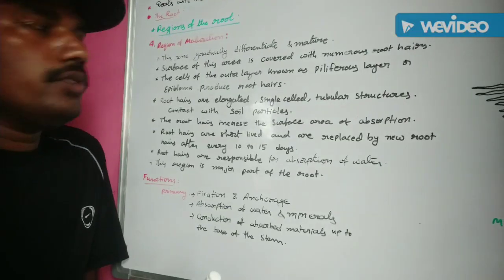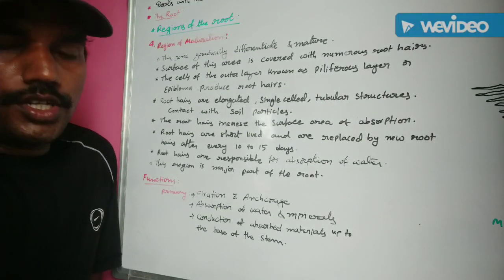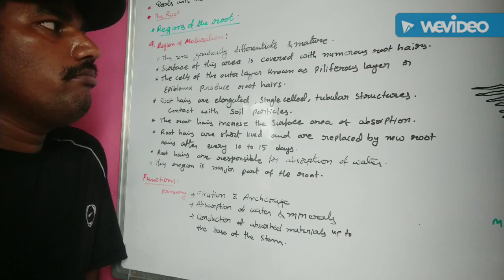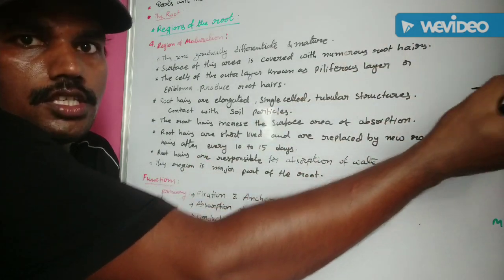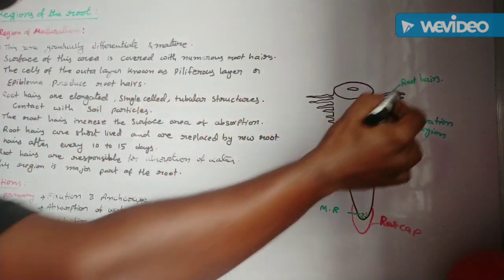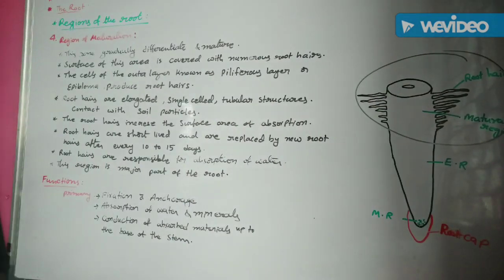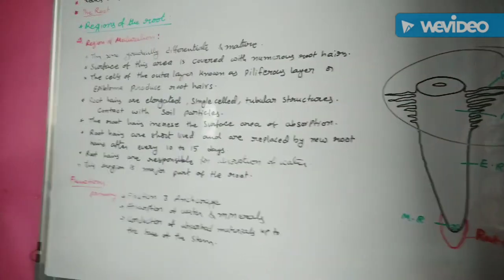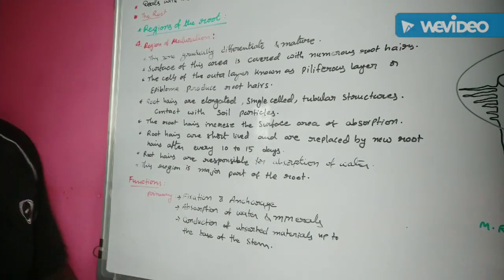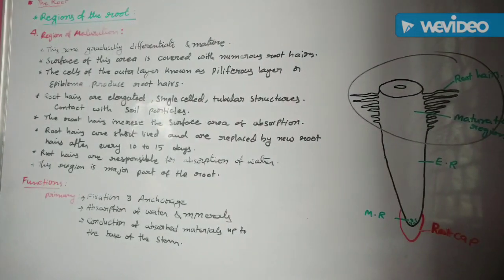Last region, that one is the region of maturation. Look at this one. This region is the maturation region. This zone gradually differentiates and also matures.